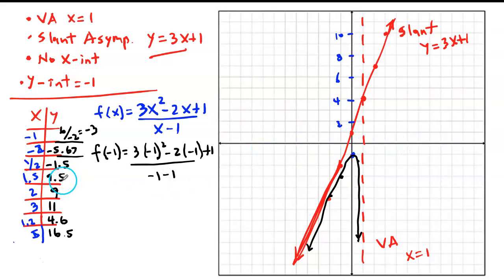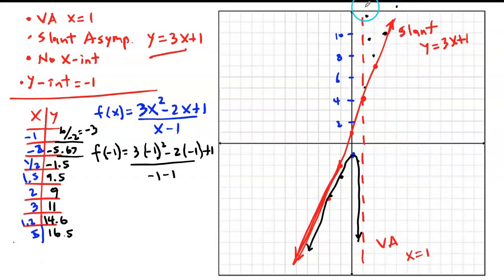Let's plot the other ones. 1.5 gives me 9.5. 2 gives me 9. 3 gives me 11. 1.2 gives me 14.6, so it's really high up here. 5 gives me 16. So it's really up here.